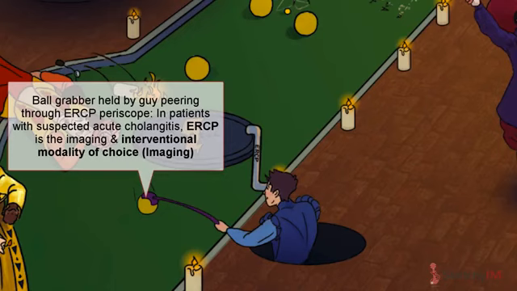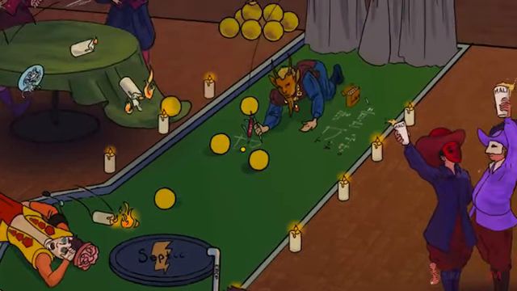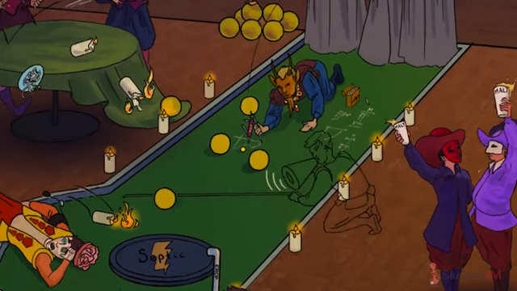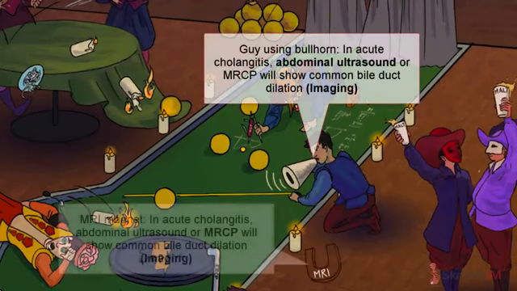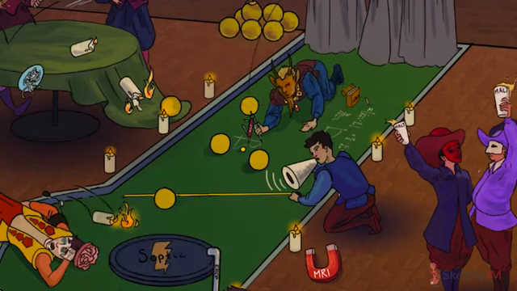If the diagnosis isn't straightforward, say jaundice isn't too bad, there's no fever, the white count isn't super high, or they just don't look that sick, your typical biliary imaging modalities may be performed to help support the diagnosis. This includes abdominal ultrasound, represented by this dude's bullhorn, or MRCP, represented by the magnet he's using to influence the outcome of the game, both of which will visualize dilation of the common bile duct.